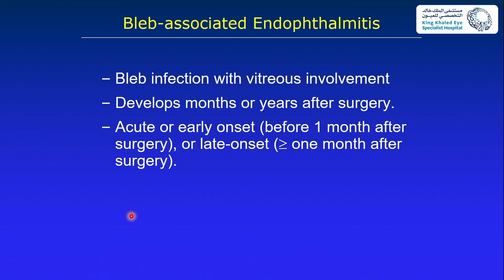There are two types of bleb-associated endophthalmitis. There is an acute type or early onset, like cataract. If you do cataract surgery, you can have organisms, mainly coagulase negative cocci, that will enter into the eye through the conjunctival flora. The same with glaucoma, if you open the globe. So acute endophthalmitis can happen before 1 month after surgery, meaning that the inoculation occurred during the surgery.